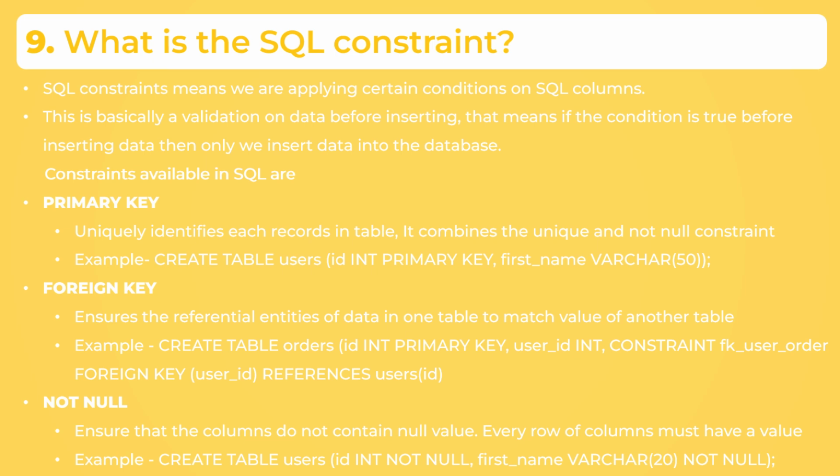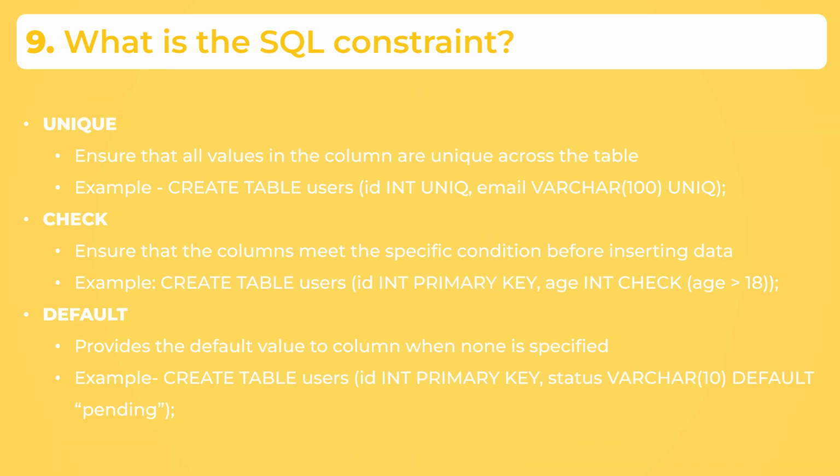Next one is the unique constraint. It ensures that all values in the column are unique across the table. Example: create table users (ID integer unique, email varchar(100) unique). So in this example, we are applying the unique constraint on the ID and email columns. So both columns contain data which is unique across the table.